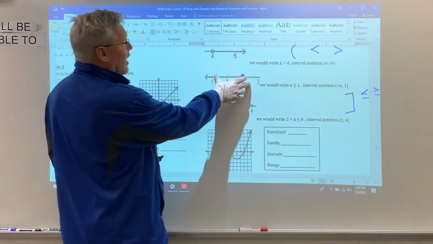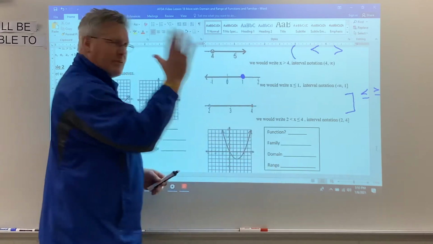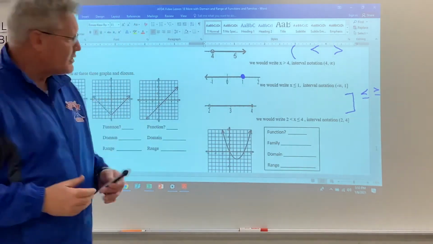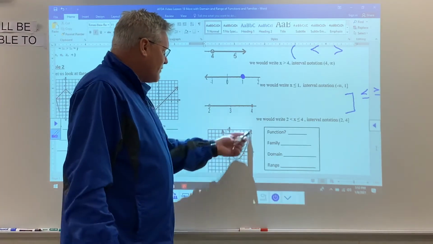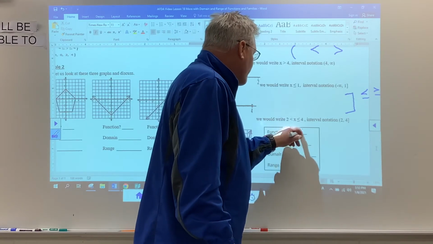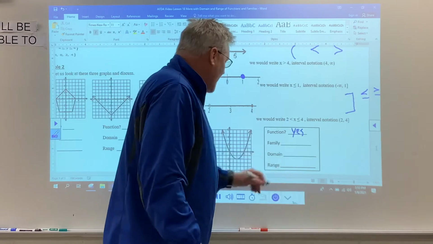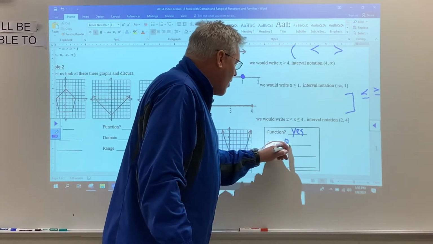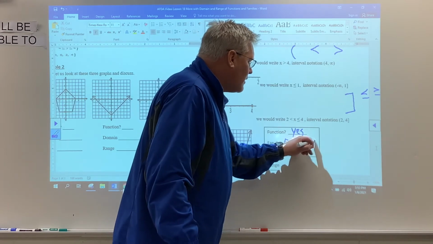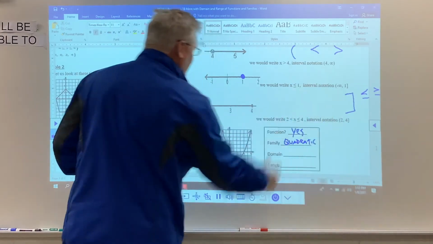So again, the domain is x values. That's real easy. Range, we just flip that up and talk about those. So let's do one more of these, and let's work with some interval notation. First of all, is this a function? Yes, it is. What family does it come from? Hopefully you can identify that just by the graph. That's from a quadratic. Now let's talk about the domain, and let's write it in interval notation.